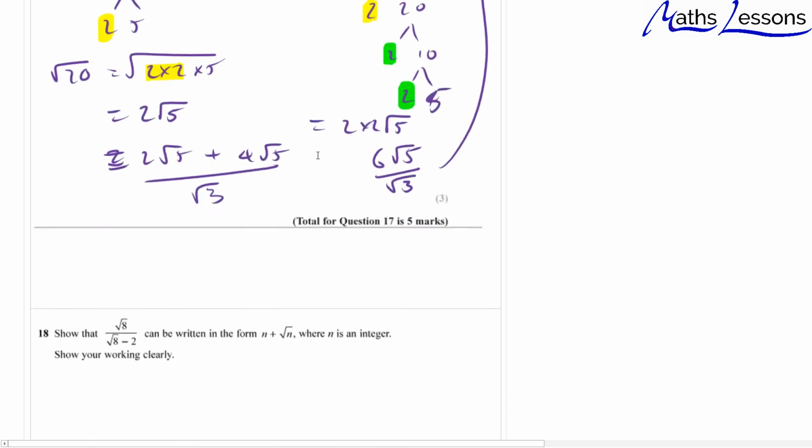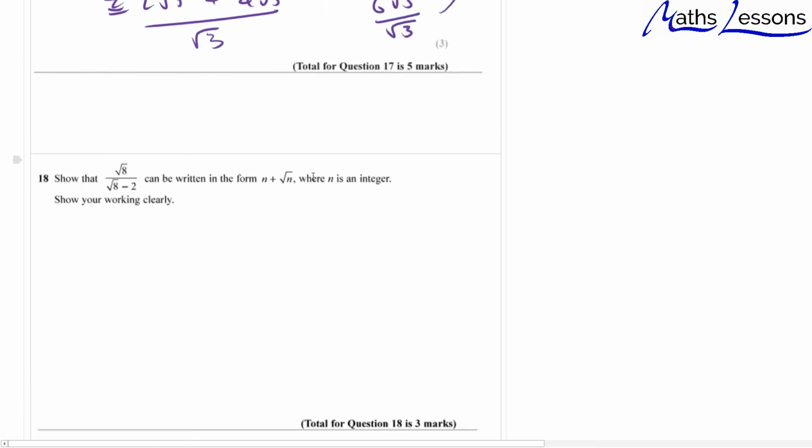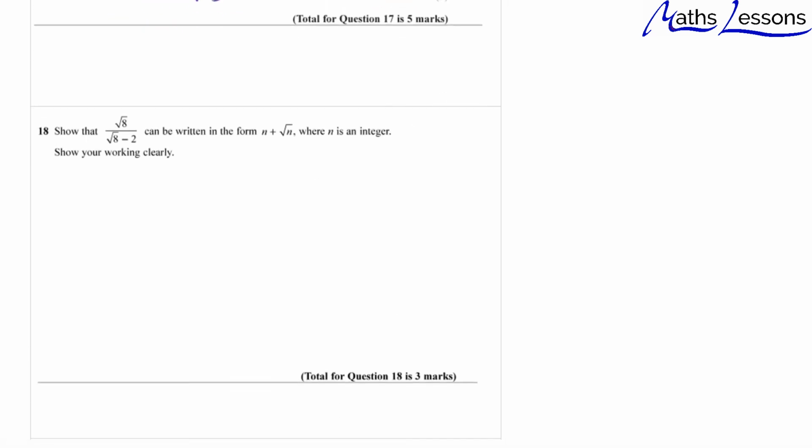Okay. Right, next question. Another one. This shouldn't take too long if you know what you're doing. I'm just going to give you 1 minute to have a go. If you can't do it, don't worry. It just means you ought to practice it again tomorrow.